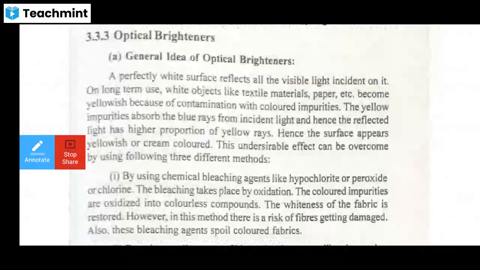For long term use, textile materials like paper also become yellowish because of contamination with colored impurities. We find that sometimes old papers, the pages of notebooks, become yellow in color. This is because of the colored impurity present. Yellow impurities absorb the blue rays from the incident light, and hence the reflected light has a higher proportion of yellow rays. Hence the surface appears yellow or cream colored.